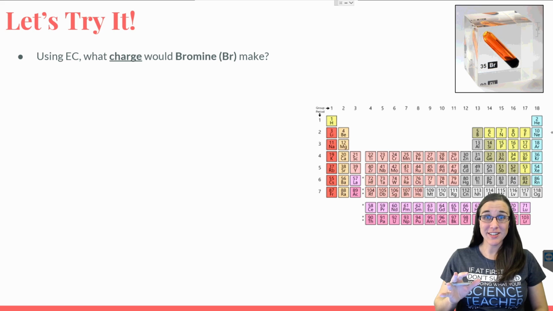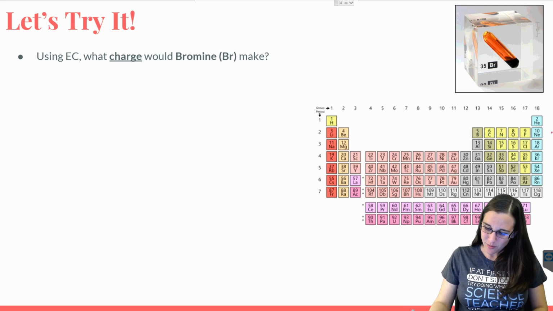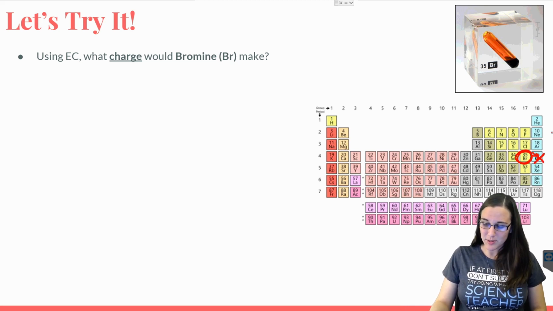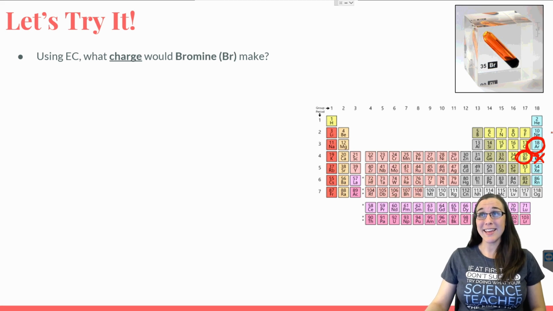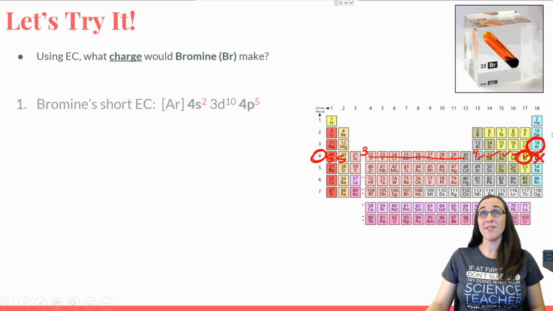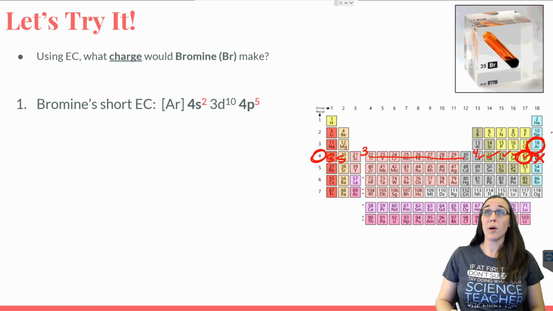So using electron configuration, what charge would bromine make? Well, bromine is right here on the periodic table. We're just going to write the short electron configuration because that's easy. Remember, it's not the one right next to it, it's the one before it. So that would be brackets argon, and then we would just count over from there. Level 4, s2, level 3d10, level 4, 1, 2, 3, 4, 5. So we should have that all together there, just as I said. So we have 4s2, 3d10, 4p5.